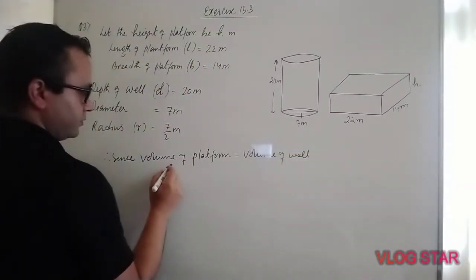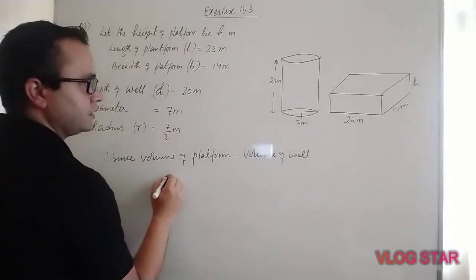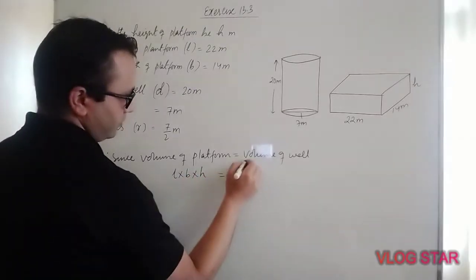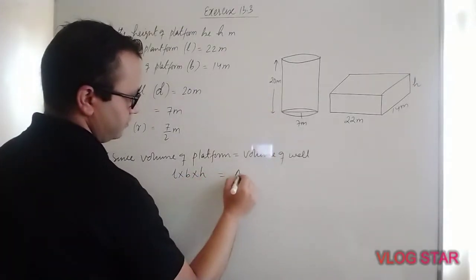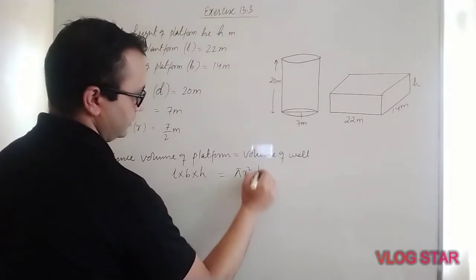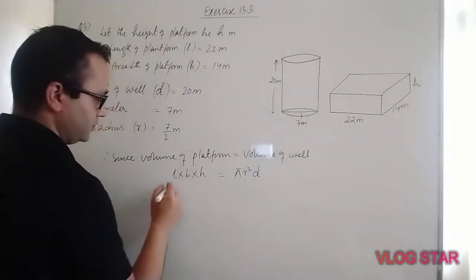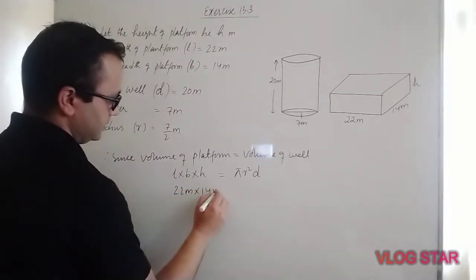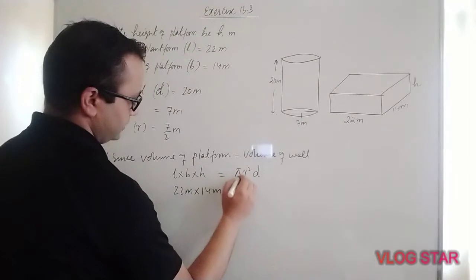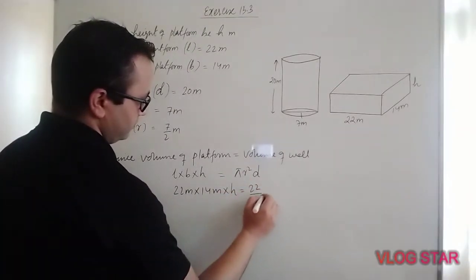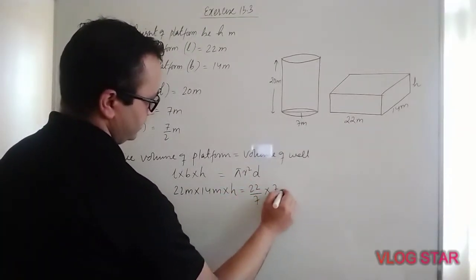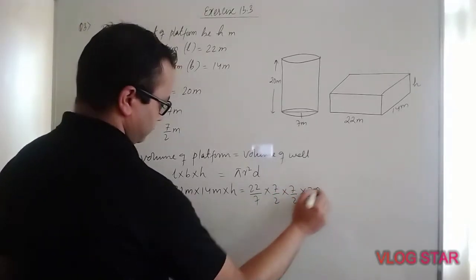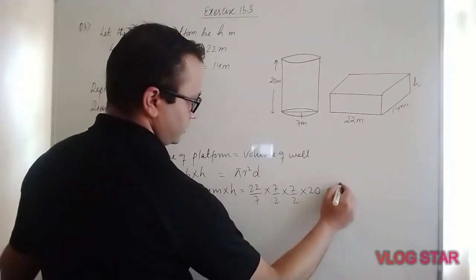The volume of platform is in cuboid shape, so L into B into H. Now the volume of well is in cylindrical shape, pi r square D. Instead of H we will write D. So L is 22 meter, B is 14 meter, H we have to calculate, equals 22 by 7 into 7 by 2 into 7 by 2 into D is 20, in meter cube.